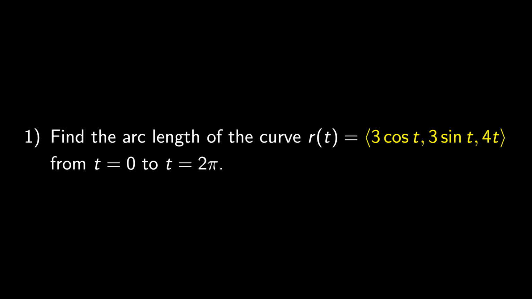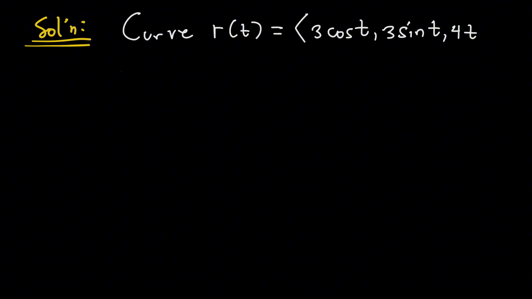How to find the arc length of this curve r of t from t equals 0 to t equals 2 pi. For the solution, let us first write our curve, which is this one, by the given. So here we have this one as your x, y, and z. All of these are in terms of t.